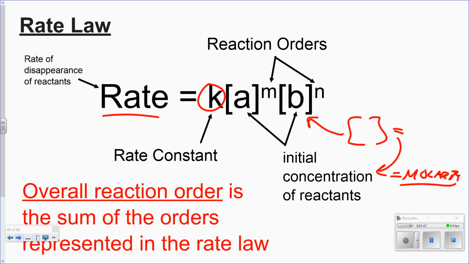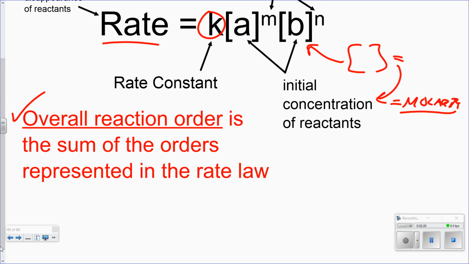The reaction orders, that's something new. This is raised to the M and raised to the N. That's the concentration of reactant A raised to the M, and the concentration of reactant B raised to the N power. Those are called the reaction orders. When you add them together, they create what's called the overall reaction order. It's the sum of the two. This is important because we need to know what kind of reaction we have. There's a zero order, a first order, and a second order. There's actually more than that, but it gets a little bit more dicey after that.